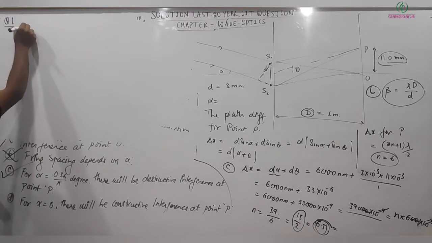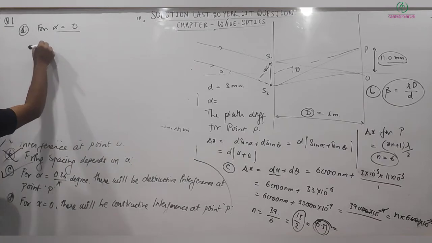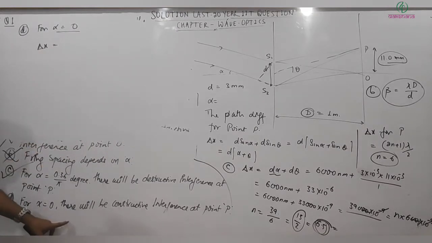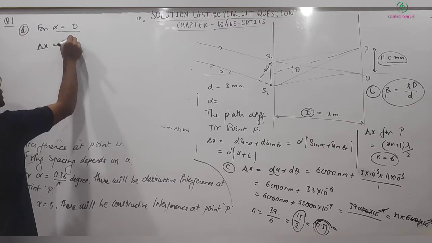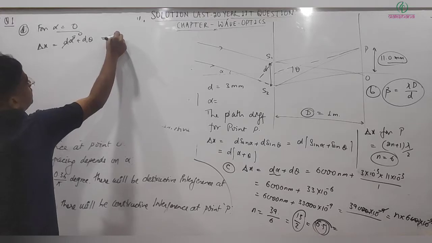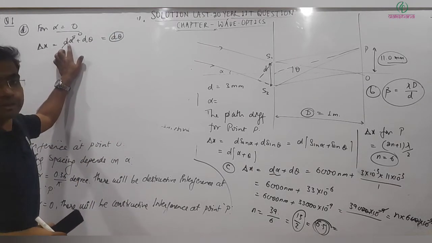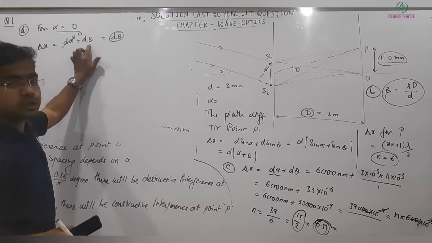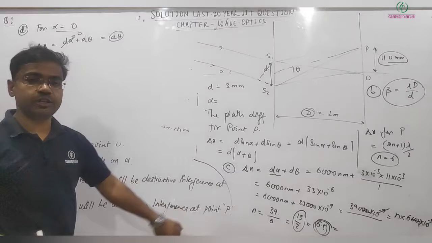Next part, point D. For alpha equal to 0, that means delta x for point P, is it? For point P, delta x will be what? d alpha plus d theta. This is becoming 0, so it's only d theta, and we can say d alpha is what? Multiple of lambda, and this is what? Multiple of lambda by 2. So it's saying constructive interference at point P.